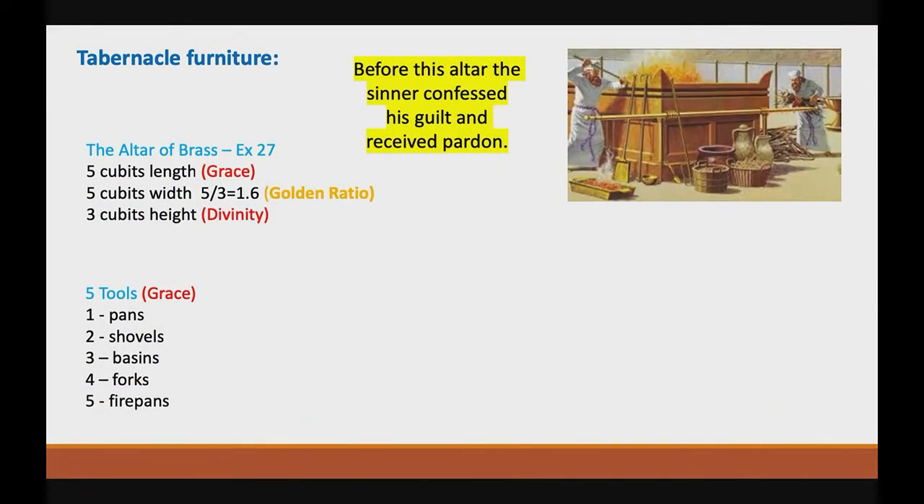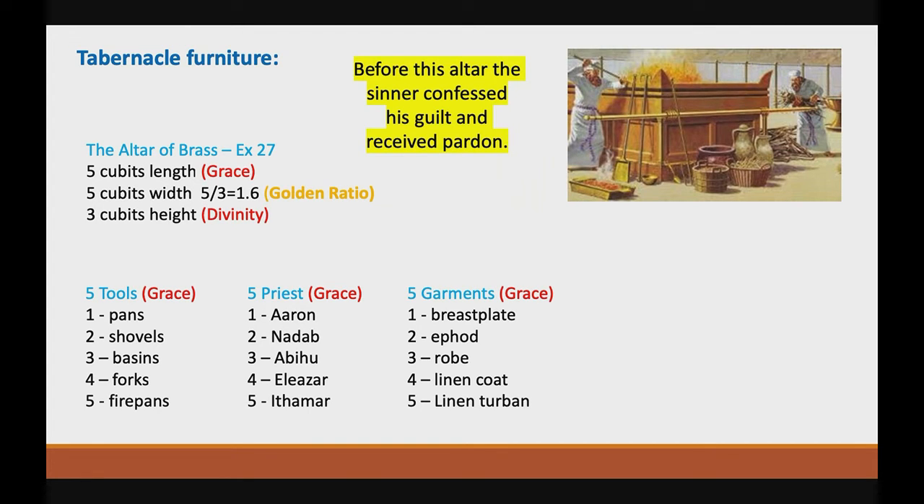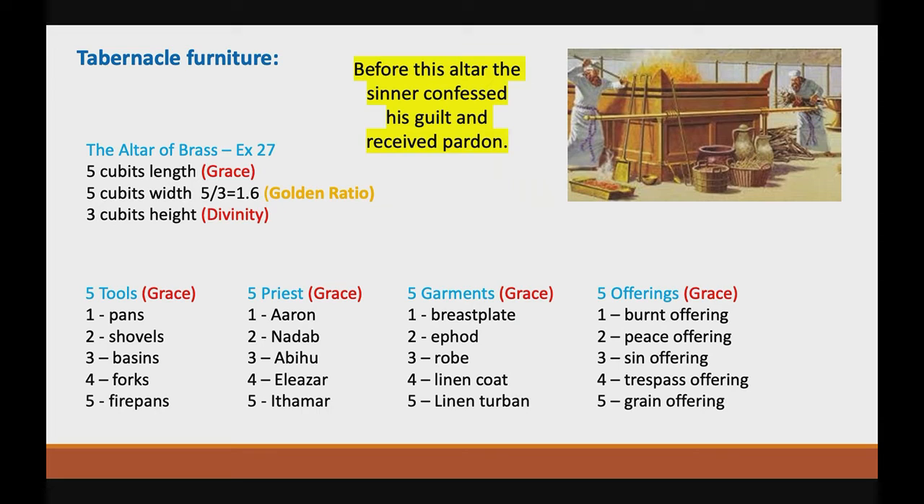Now, look for this. How many tools did the priest use to make a service? 5 different tools. How many priests work in this service? 5 priests. This is the name for these priests. And each priest has his garments. How many pieces compose his garments? 5 pieces. How many offerings does the sinner offer to God? 5 types. Different kinds. Burnt offering, peace offering, sin offering, trespass offering, and grain offering. It's 5. You see 5 in many places in the sanctuary.